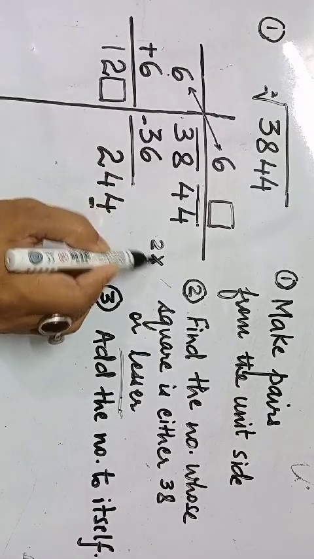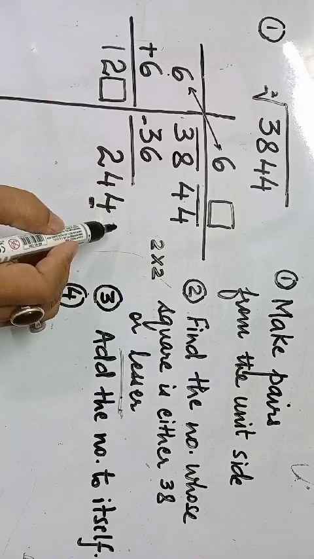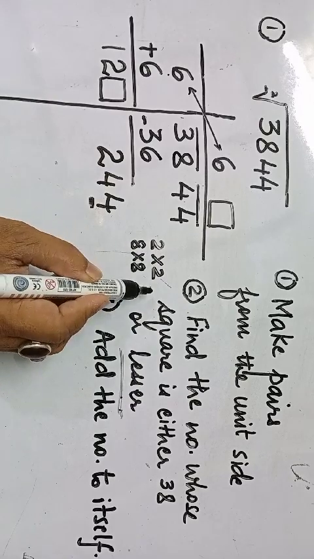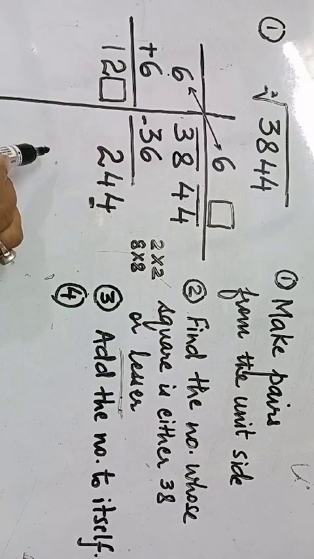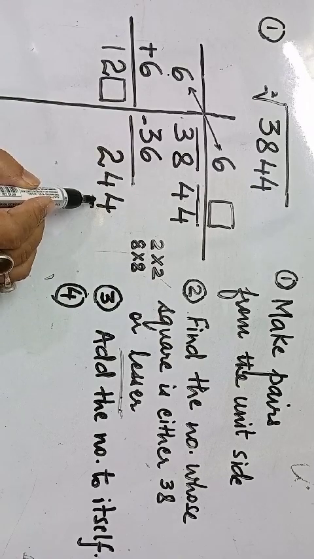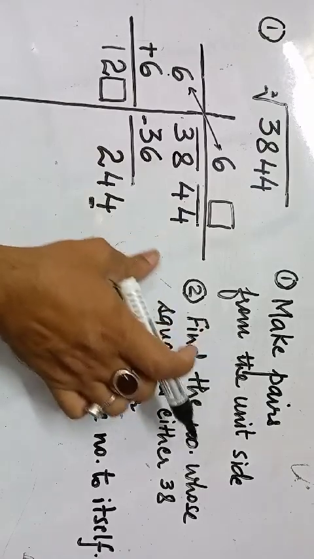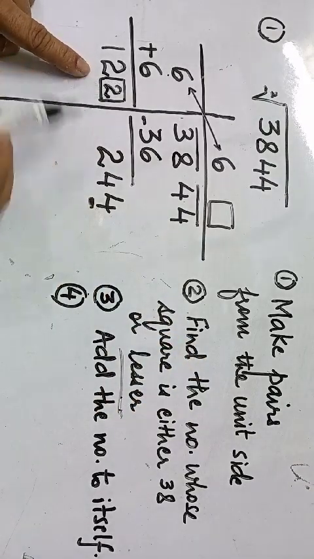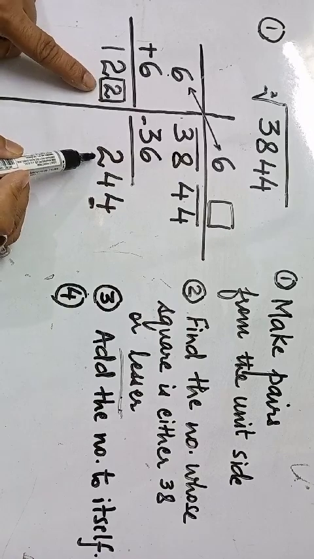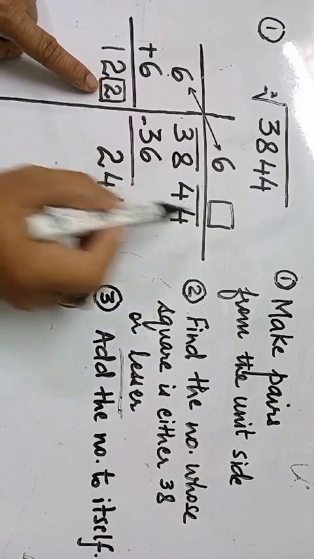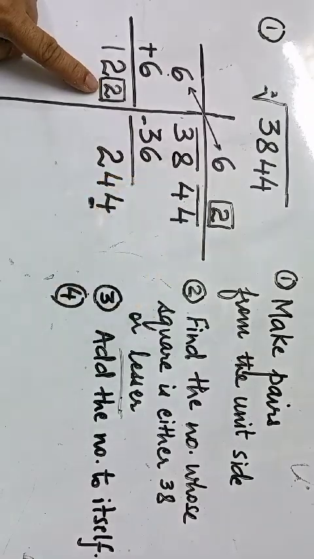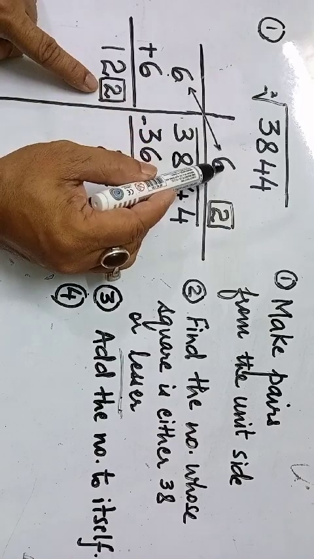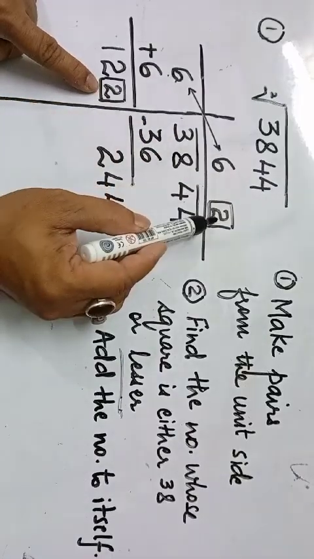So you either do 2 into 2, which will give you 4, or you do 8 into 8, which will give you 64, and 64 will have the number 4 in it. Here we will use a little common sense. We will use 2, because if you use 2 over here, that same number 2 has to come here. Again, if you use 6, the same number 6 comes here. If you use 2, the same number 2 comes here.